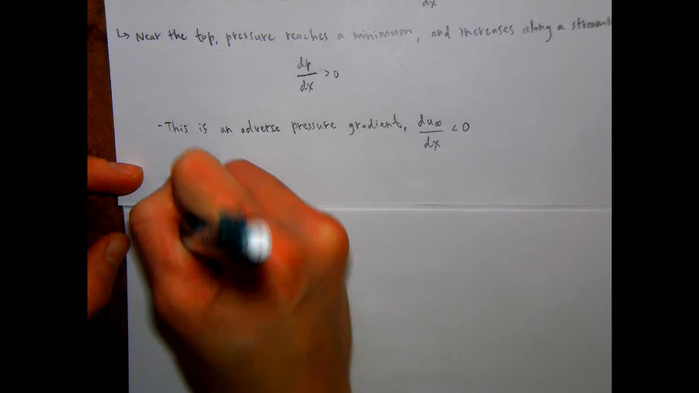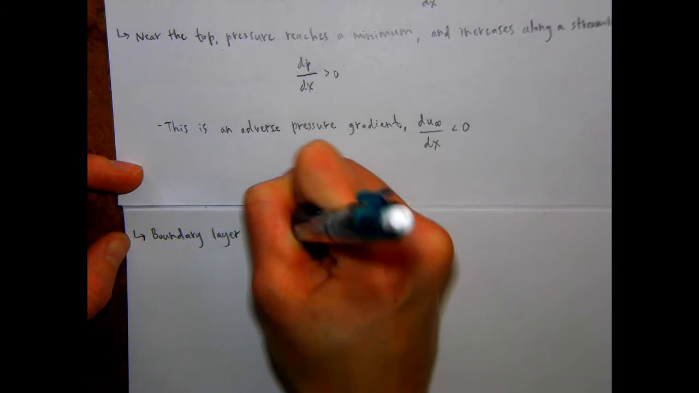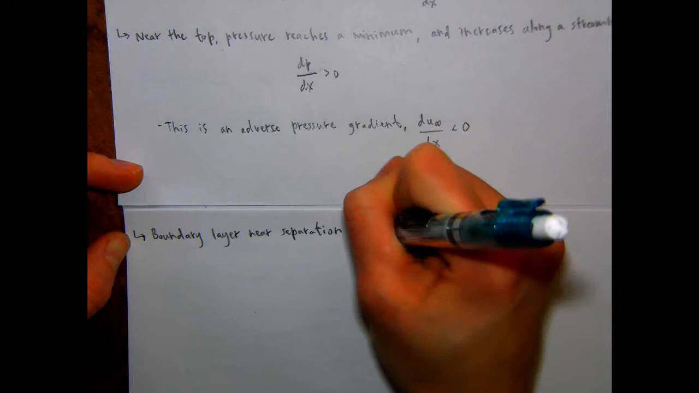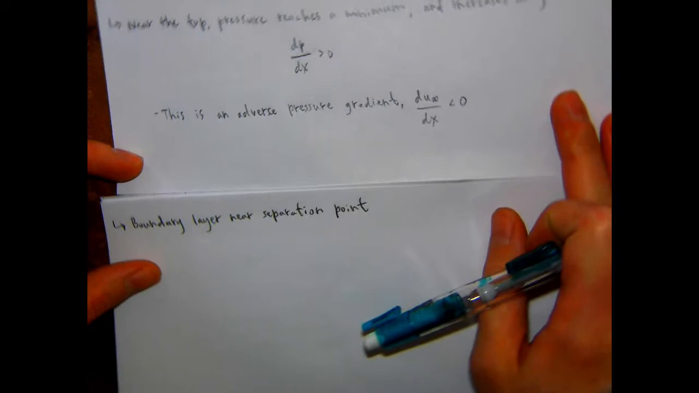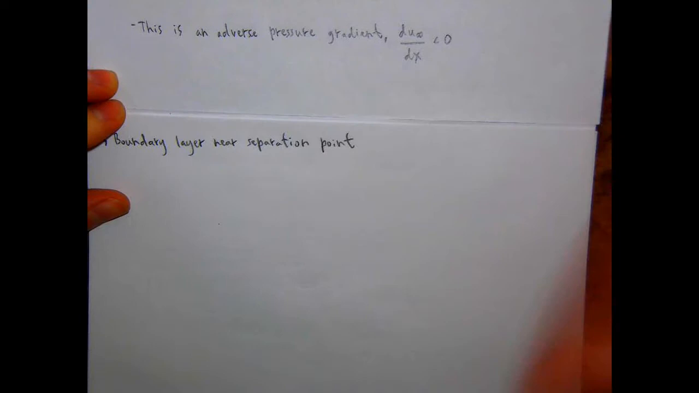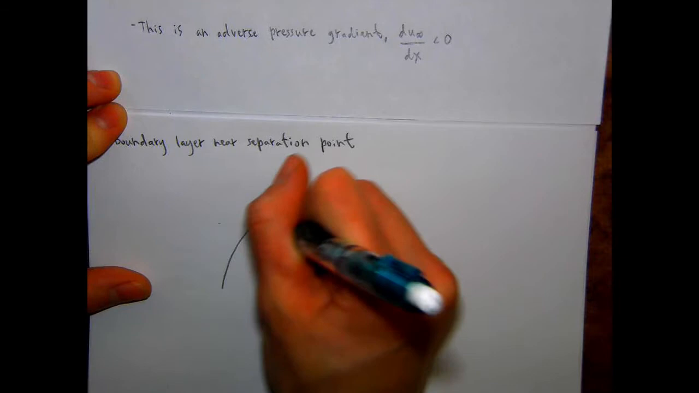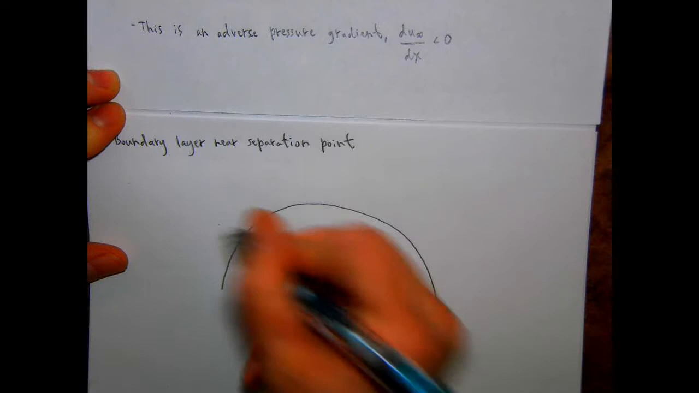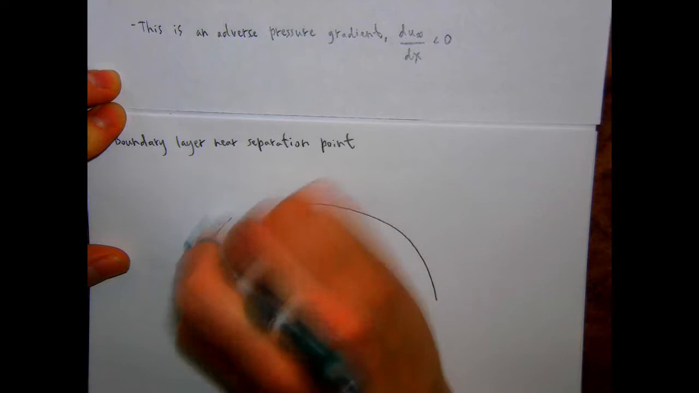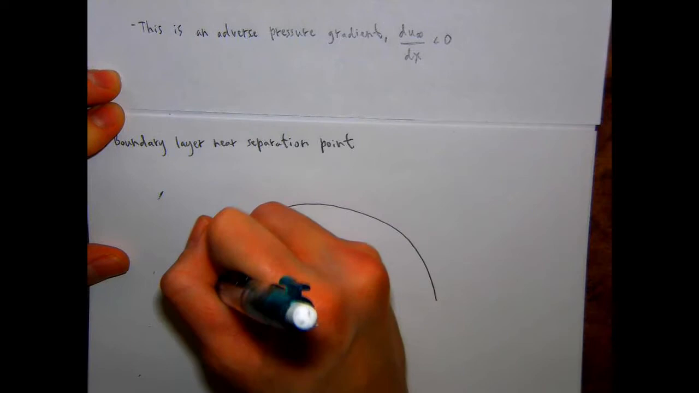So we'll say this is the boundary layer near the separation point. Okay, so we've got the top of the cylinder really zoomed in, and then we have the boundary layer. It's going to be relatively even upstream and then start to widen right near the back where it starts to separate.